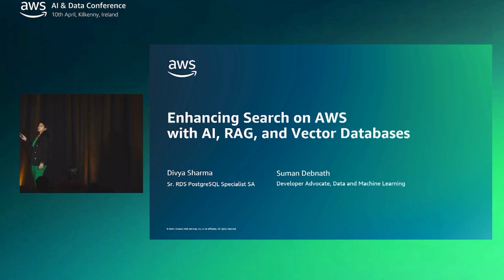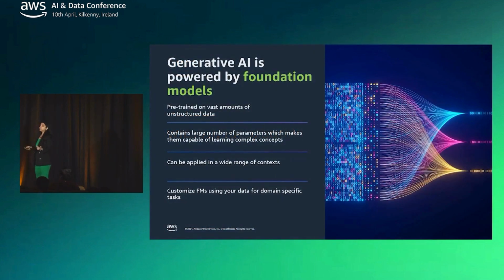So we both will be basically discussing what RAG is with generative AI and some of the features of pgvector which you can use with RDS and Aurora Postgres. We'll discuss some of those things and then we have a demo at the end as well.